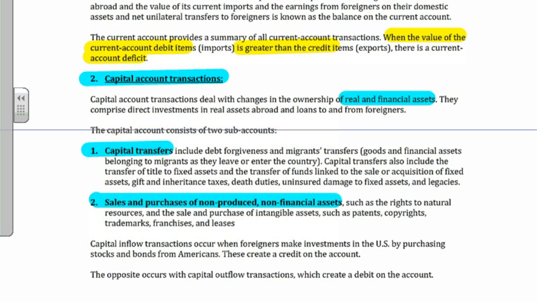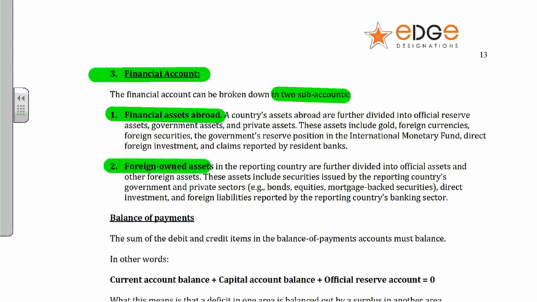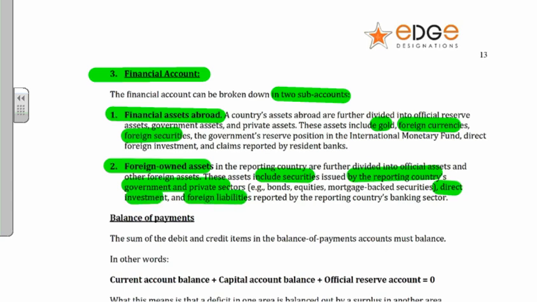Over the page, the last one is the financial account, which can be broken down into two sub-accounts: financial assets abroad and foreign owned assets. Financial assets abroad, we break this down into official reserve assets, government assets, and private assets. What are some of these assets? Gold, foreign currencies, foreign securities, things like that. Foreign owned assets, we divide these into official assets and other foreign assets, which include things like securities issued by the reporting country's government and private sectors. Direct investment will be included there as well, and foreign liabilities there as well.